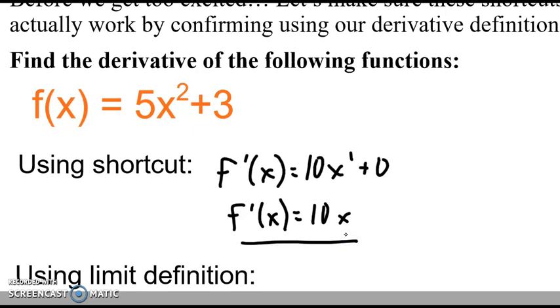I would like you to go ahead and pause at this point and now use your limit definition, which we have just previously been working on in the previous section, to check to make sure that this shortcut works. So go ahead and pause and push play when you have found that answer.